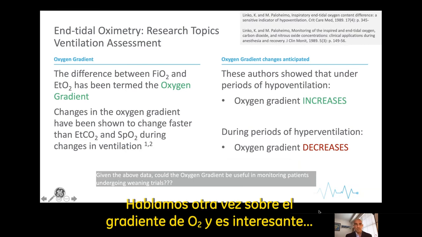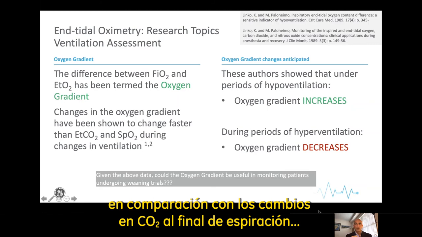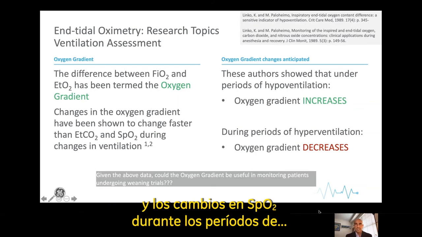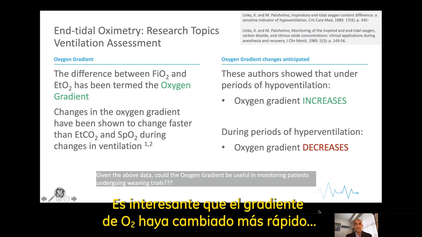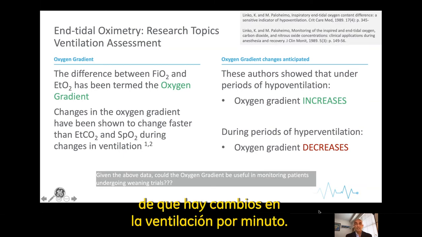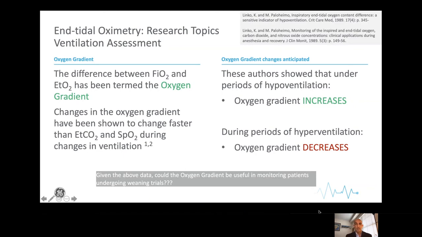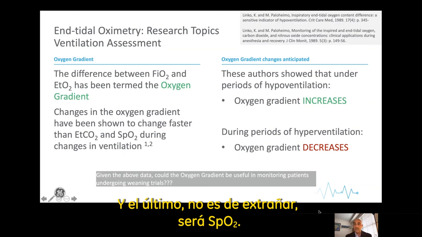We talked about the oxygen gradient again. And interestingly, the follow-on study that was done by Linko in humans looked at the changes in the oxygen gradient compared to changes in end tidal CO2 and changes in SpO2 during periods of both hypoventilation and hyperventilation. And interestingly enough, the oxygen gradient changed faster. So it was an earlier signal that changes in minute ventilation are occurring. The next one to change and to inform the clinician would be end tidal CO2. And the last one, not surprisingly, would be the SpO2.